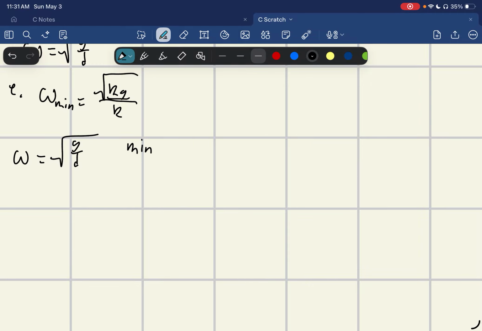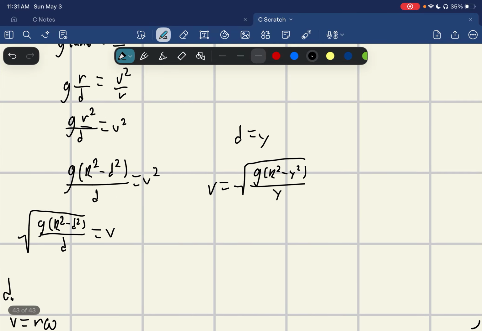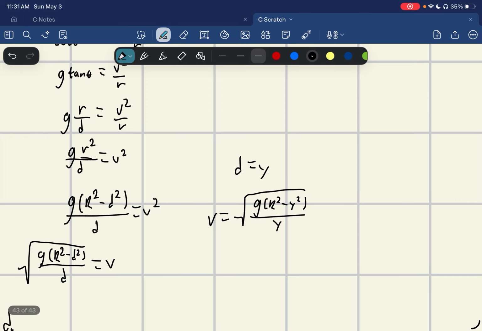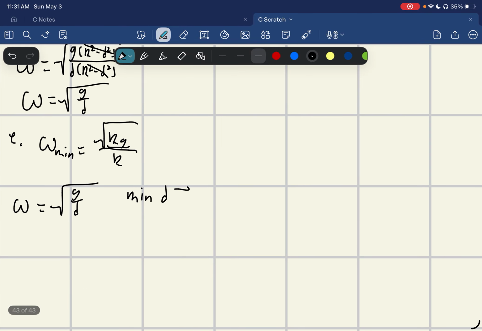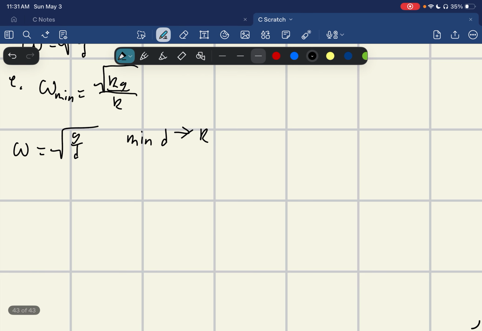that means that your d, which is your distance from below the rim, has to approach big R for it to be minimum, because the minimum in centripetal movement is when you're farthest away from your center. So your minimum would just be, you can just replace d with R. So omega min is equal to radical g over R.